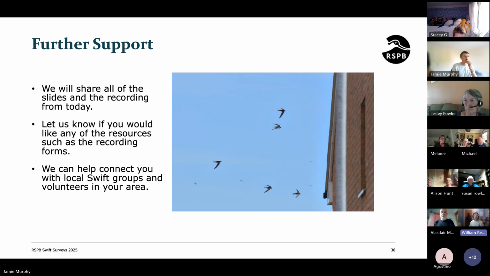I'm going to be putting together a bit of a resource pack for people, so that'll have the recording, the recording forms in. Might have some sort of leaflets that you can hand out to people as well, and any more information that we might think will help you with your surveys. If you would like to have printed copies of leaflets and things like that, if you send me an email, then I can actually post them out to you if you'd like, to hand them out.